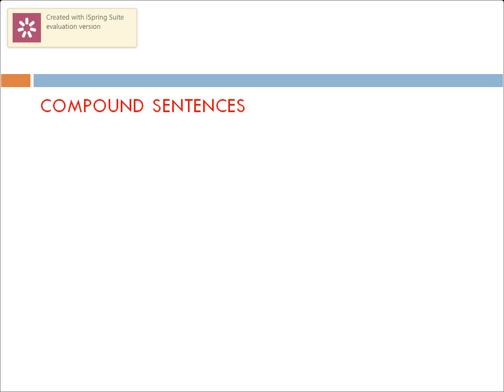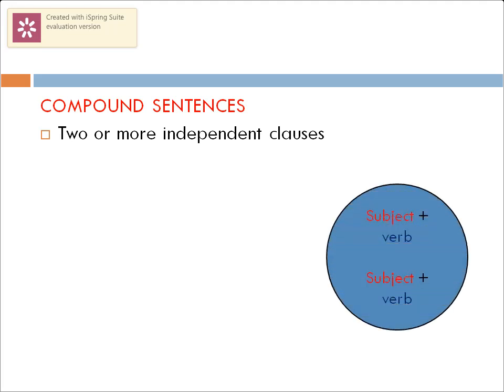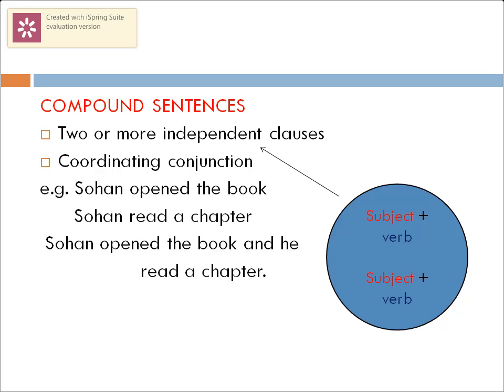Now let's move on to the compound sentence. So a compound sentence can have two or more independent clauses, whereas the simple sentence has only one independent clause. That means we will be having in a compound sentence two subjects and two verbs. And these two independent clauses are joined by a coordinating conjunction.